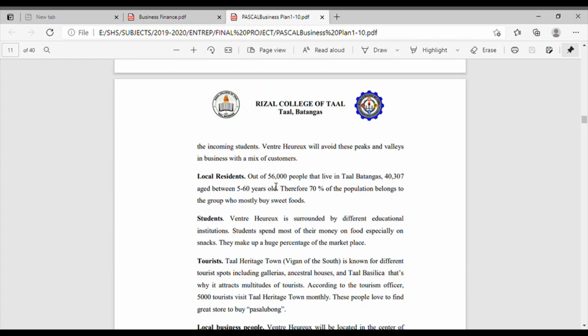Local residents, out of 56,000 people that live in Taal, Batangas, 40,307 aged between 5 to 60 years old.